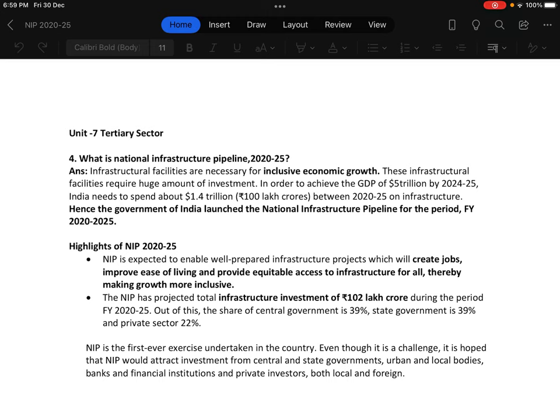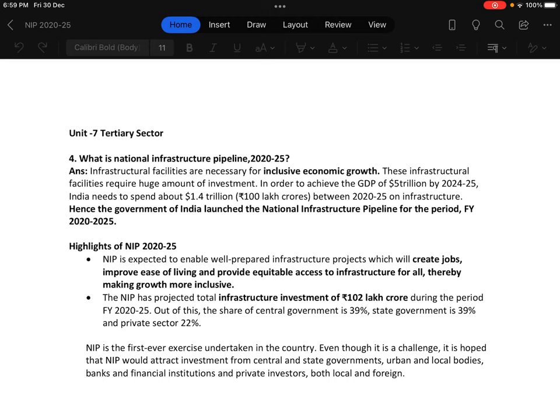As I mentioned, the poor farmer in any remote rural area should be able to bring his produce to the market and sell it at the market price. Whatever is required for him to sell the commodity at the market price, all those facilities should be available to him or her. That is what we mean by equitable distribution, access to infrastructure facilities for all the citizens of the country, thereby making growth more inclusive. That is the first highlight of the National Infrastructure Policy 2020-25.